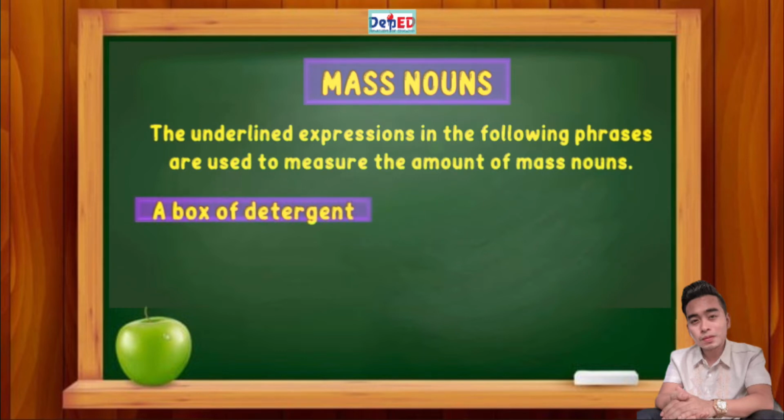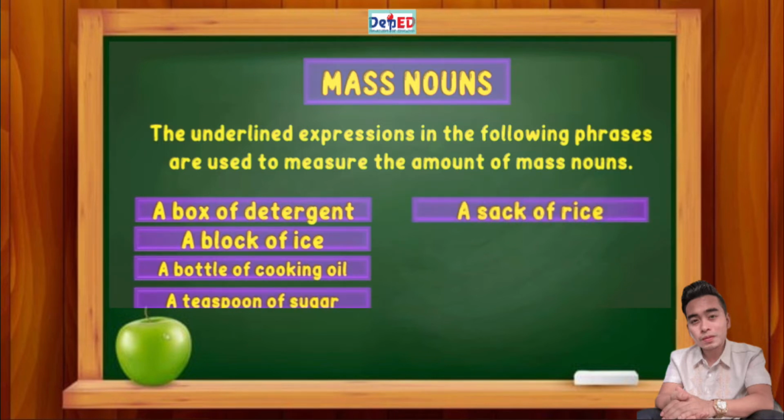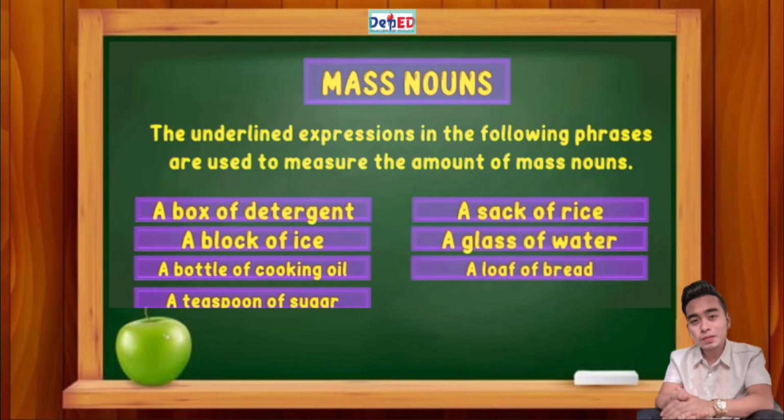For example, a box of detergent, a block of ice, a bottle of cooking oil, a teaspoon of sugar, a sack of rice, a glass of water, a loaf of bread, and a pinch of salt.